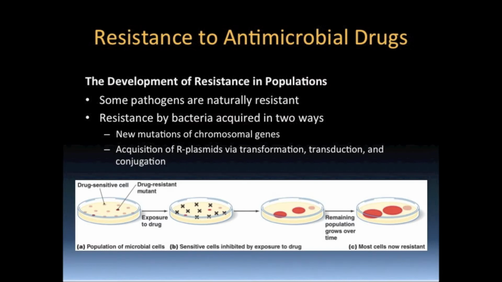If the antimicrobial drug remains present, the sensitive microorganisms are killed and are no longer available to compete with the resistant cells. In Petri plates 3 and 4, the population is now dominated by resistant cells that can no longer be controlled by the same antimicrobial.